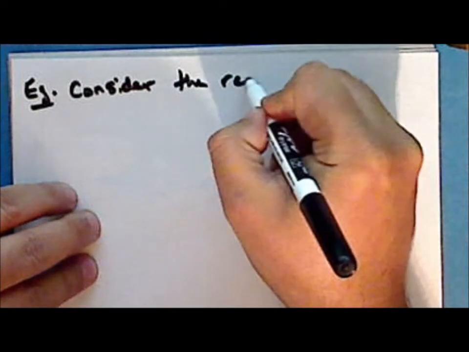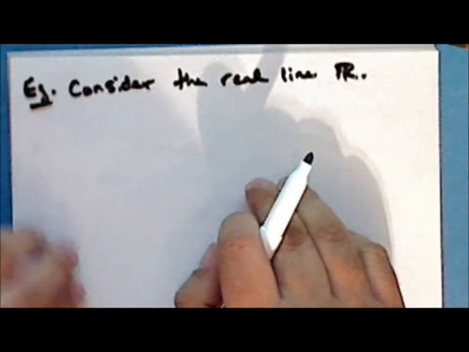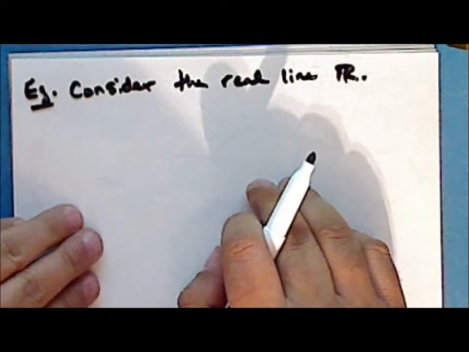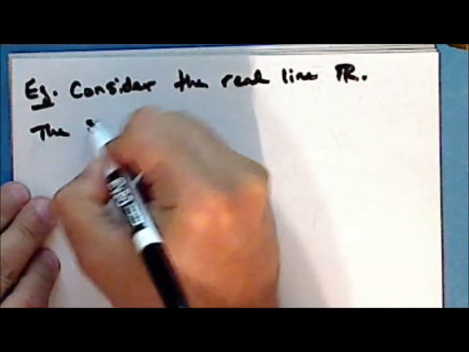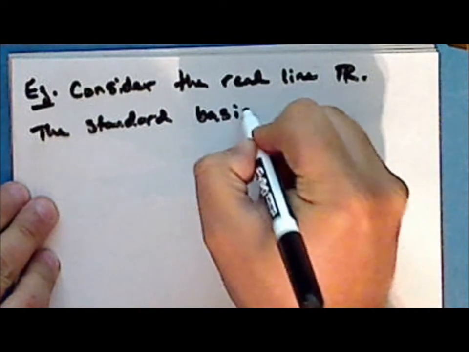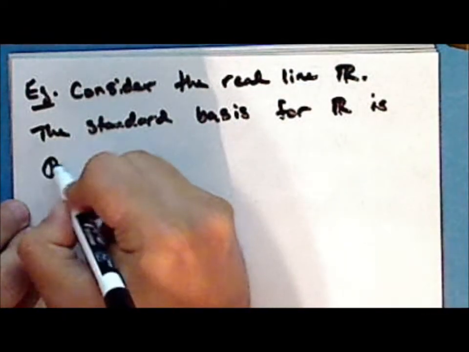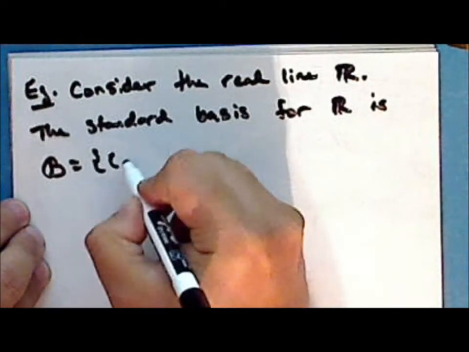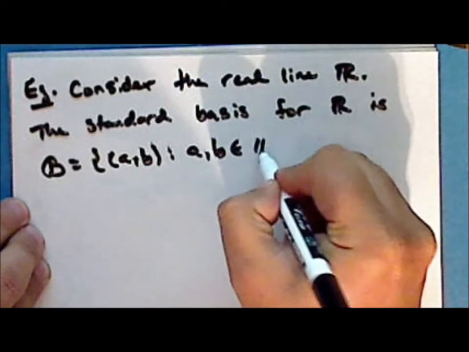So consider the real line, that is the set of reals together with its standard topology, which is the order topology. The standard basis for the real line is the collection script B, consisting of all open intervals from a to b, where a and b are real numbers.